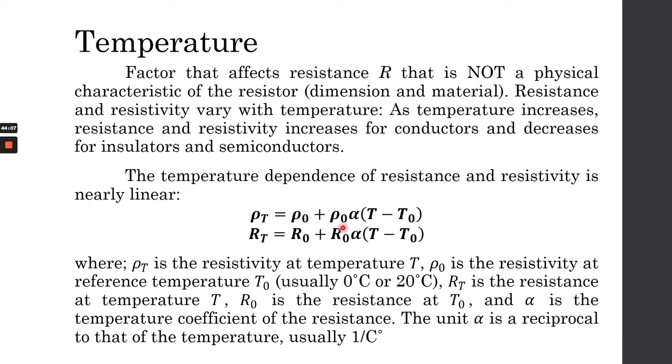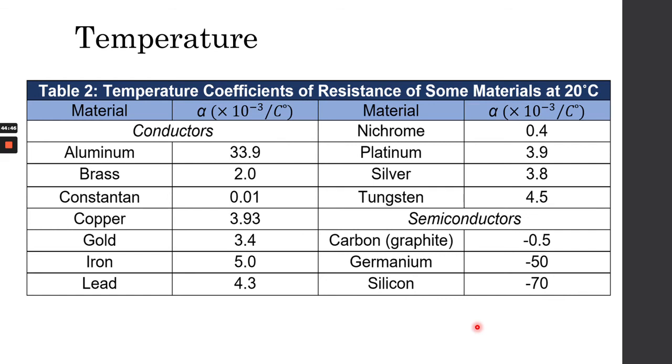So when we use rho sub 0 or T sub 0, this is usually your reference temperature. It's usually either 0 degrees Celsius or 20 degrees Celsius. And T is the new temperature that you are looking for. Same thing for R sub T, the resistance at temperature T, and R sub 0 is the resistance at T0, the reference temperature. Alpha is the temperature coefficient of resistance. The unit of alpha is the reciprocal of temperature, usually 1 over Celsius degrees.